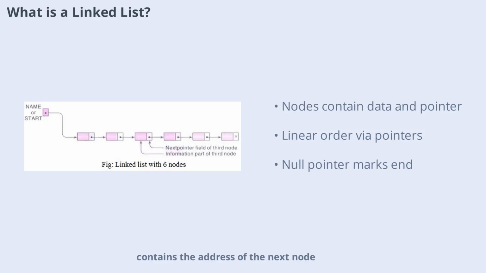The final node points to a special value called the null pointer, marking the end of the list. If there are no nodes, we call it an empty or null list. This structure allows for dynamic memory allocation and flexible data management, making linked lists a fundamental concept in computer science.